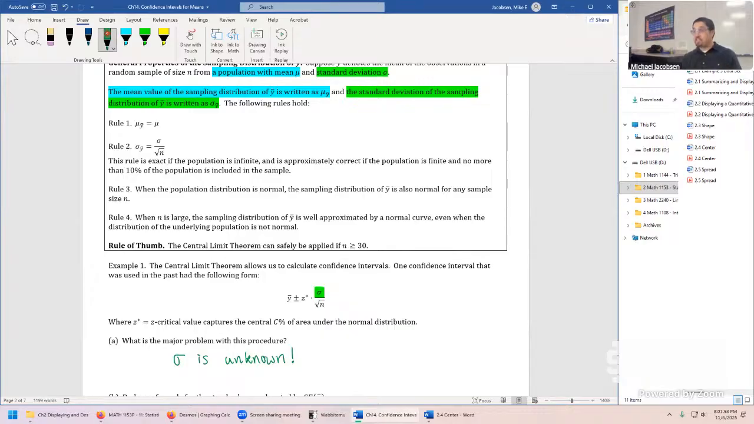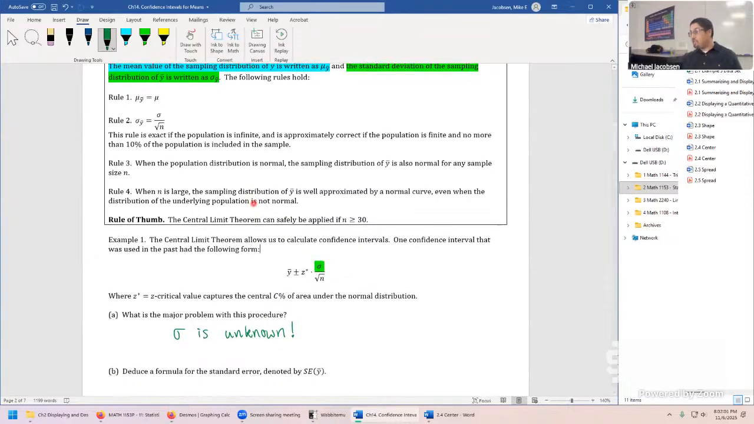You might say there's a fix to this, right? Because when you have two parameters, you have two estimates, one for each parameter. So what we could do is estimate sigma using S, the sample standard deviation. So this is how we fix this interval.